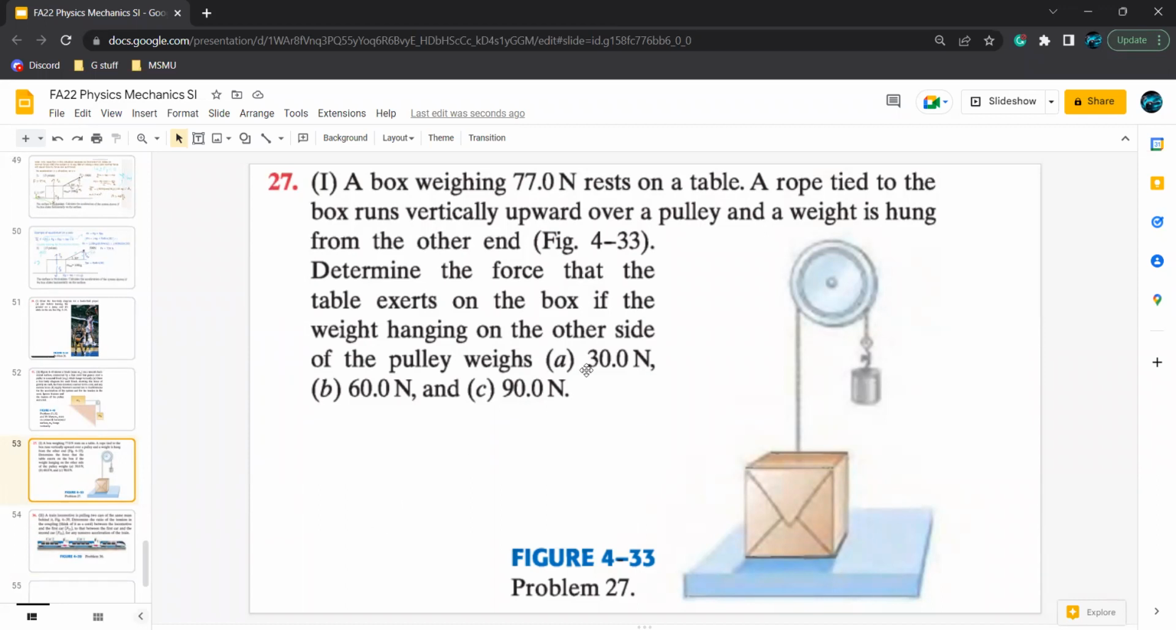So it gives you the box. It's giving you the weight in terms of force. That force is just like total weight. That's just mg. Let's write that. That's what that's saying there. And then it says the rope is pulled over a pulley. Wait, on the other side. And then it's asking for the force that the table exerts. So that's normal force.